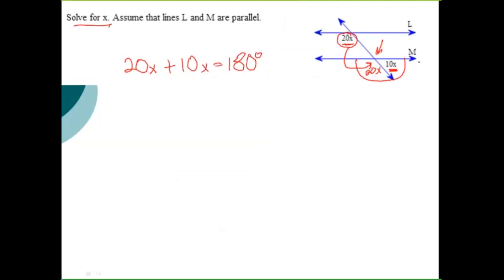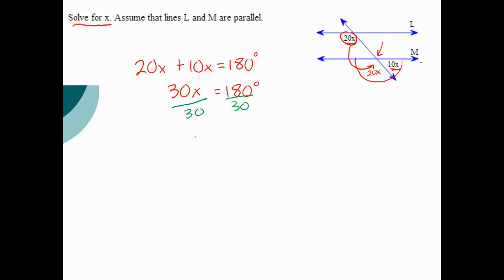That just made an algebra equation. So your whole job with these problems is to make an equation and then make this 30x equals 180 degrees by combining like terms. And then if I divide both sides by 30, that'll give me my answer of x equals 6 degrees.